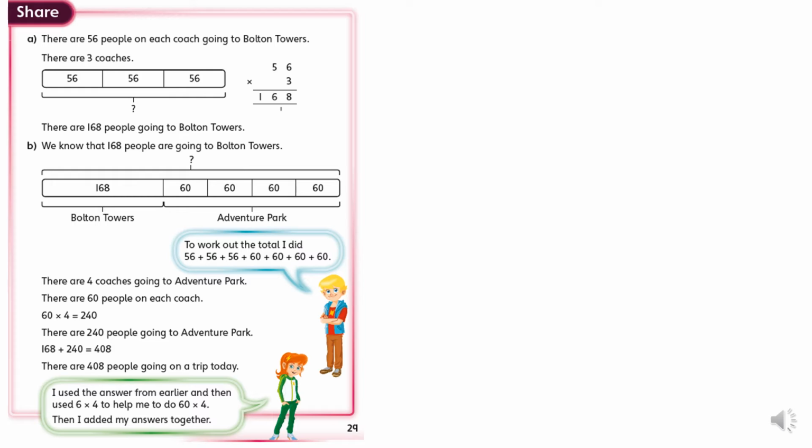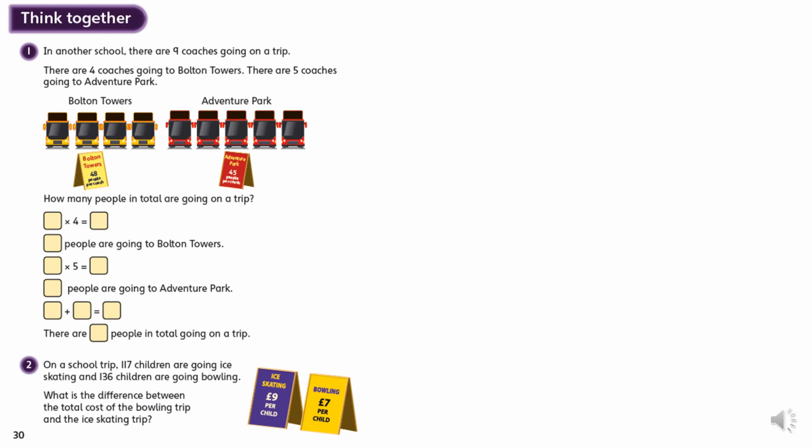Okay, and then here it shows you exactly what we've just done on the previous page. So it shows you the bar model, which is the 3 lots of 56. It shows you the multiplication that we've just done. And then it does show you the bar model for working out how many people went altogether on a trip, which you could do if that makes it easier for you to see, or you can do what we did on the screen previously, which might make it slightly easier.